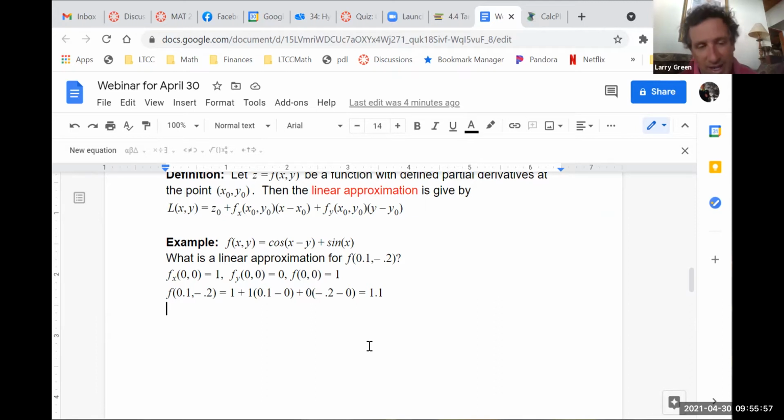Okay, and all this is doing is saying we're going to ignore the surface. We're just going to use a tangent plane. That's all this is.